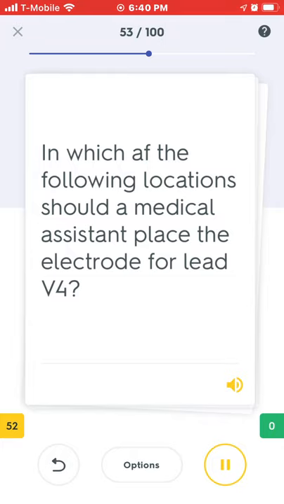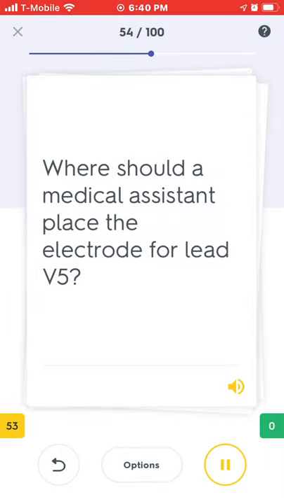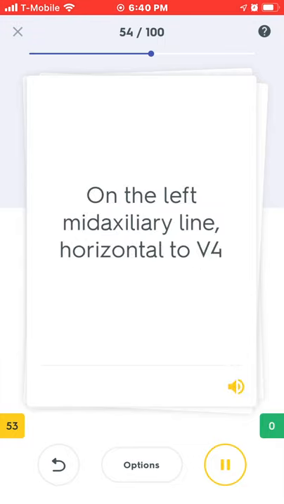In which of the following locations should a medical assistant place the electrode for lead V4? The 5th intercostal space, left mid-clavicular line, is the correct location to place electrode V4. Where should a medical assistant place the electrode for lead V5? On the left mid-axillary line, horizontal to V4.